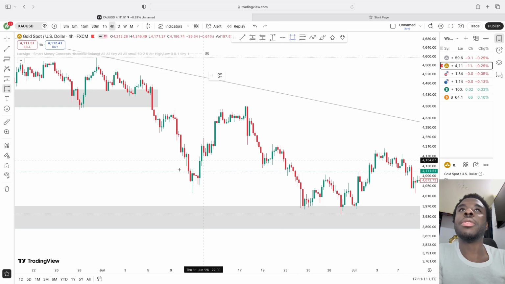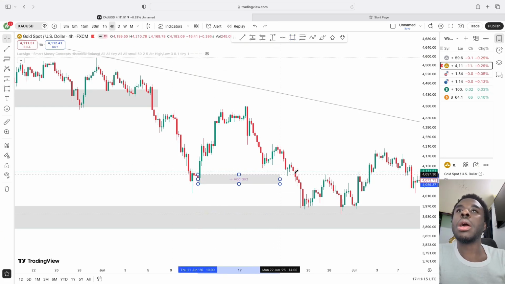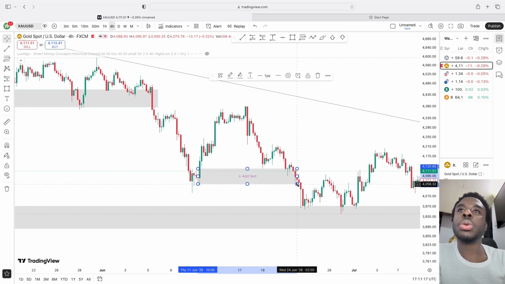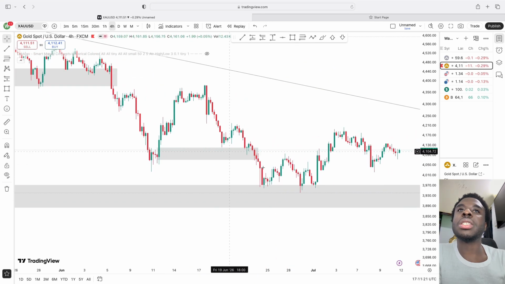That will give you a clear view. So this is a 4-hour time frame. This was our next demand zone that we were expecting price to respect and give us a bullish movement. But what happened again? Price disrespected the demand zone and broke down, right?